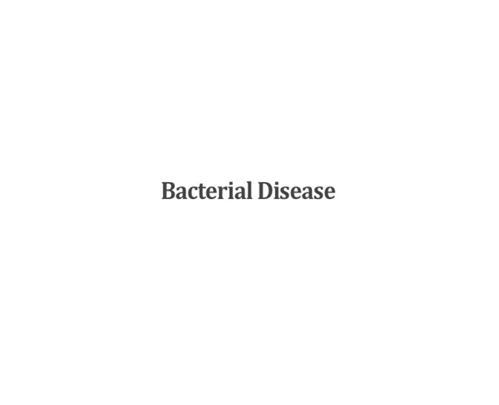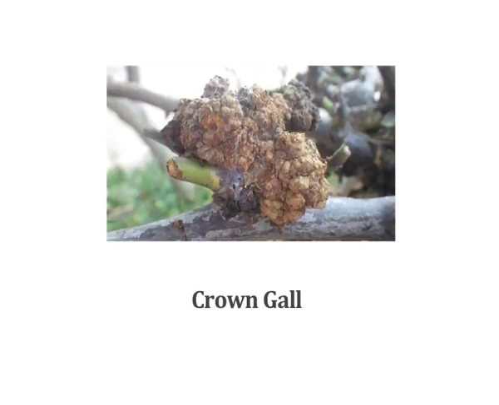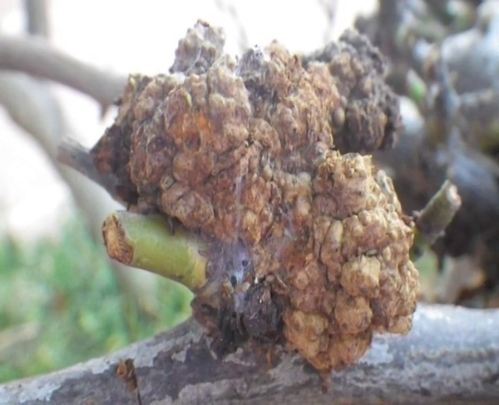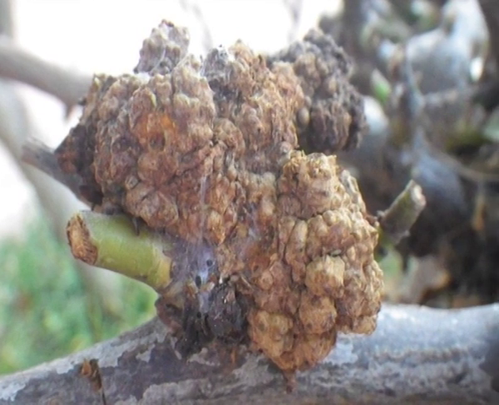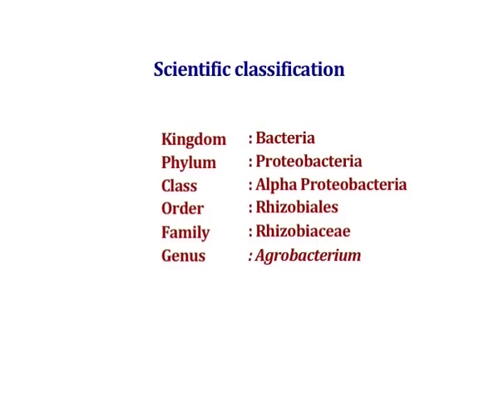Next is the bacterial disease, and the name of the disease is the crown gall. The disease is initiated with the formation of galls on the stems and roots. Now let us see the scientific classification of this bacteria. Kingdom is Bacteria, phylum Proteobacteria, class Alphaproteobacteria, order Rhizobiales, family Rhizobiaceae, and genus is Agrobacterium.